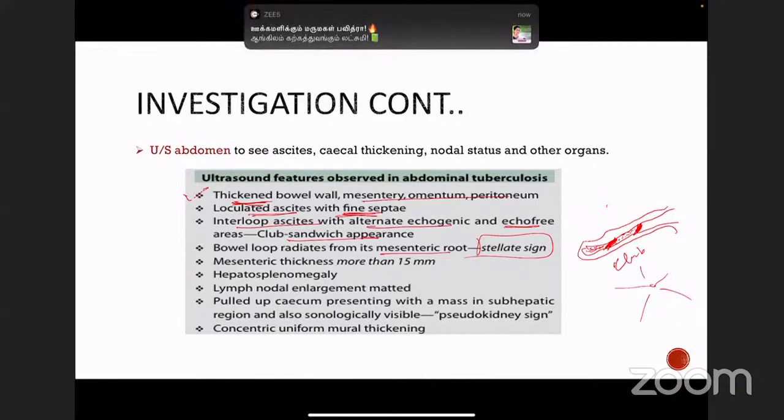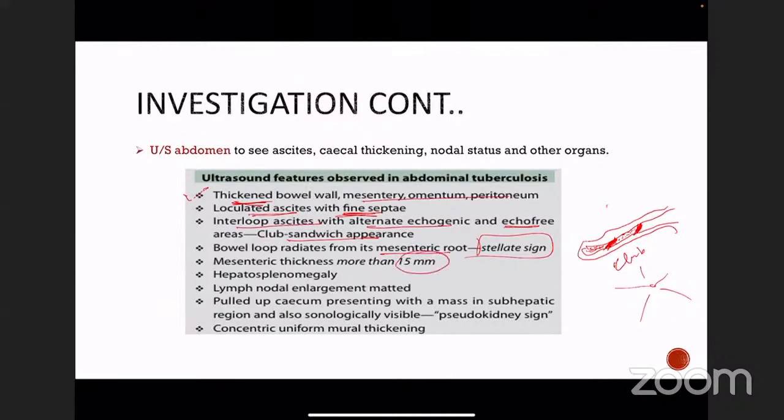Moving on to the next thing, the patient will have mesenteric thickness of more than 15 mm. If the mesentery is involved, it will be thickened as written in the first line only, but how much? More than 15 mm. Right, the patient might have hepatosplenomegaly, lymph nodal enlargement also, which can be matted, calcified, or caseating.